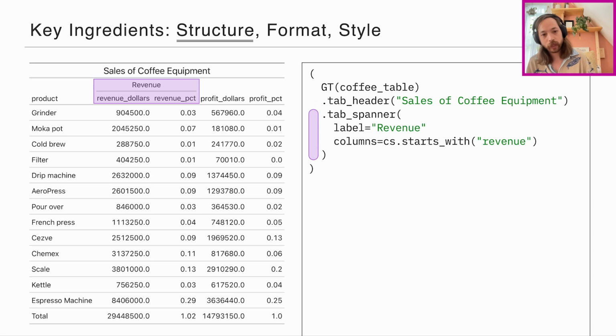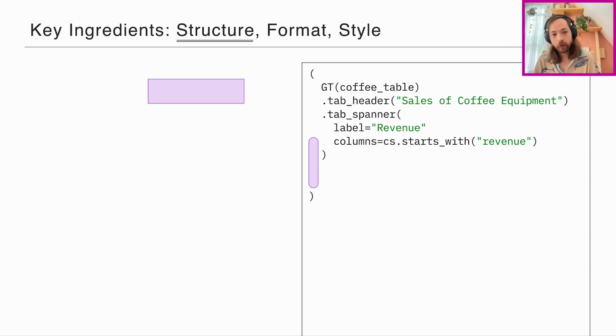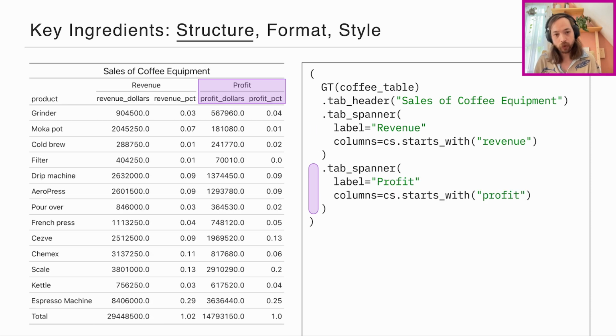The next piece we'll add is a tab_spanner. This is just a label over the columns to group them together. Here we have revenue, and notice that we're just putting this label over the revenue columns so that people can see they're grouped a bit more easily. And we'll go ahead and do it to the profit columns just to have a similar spanner.